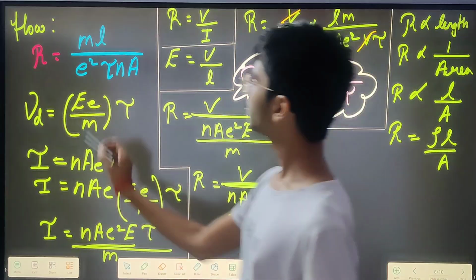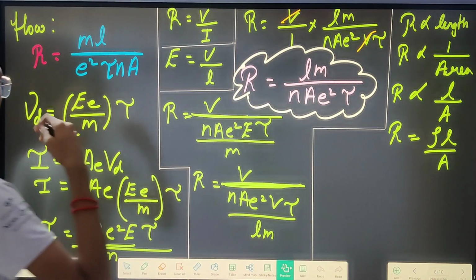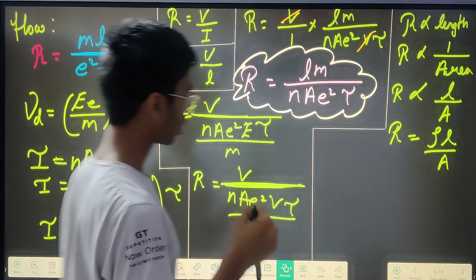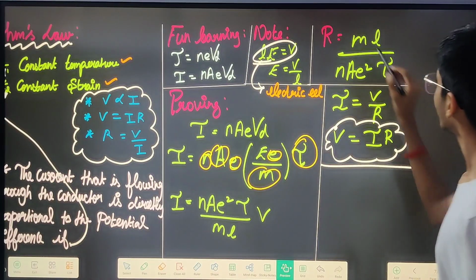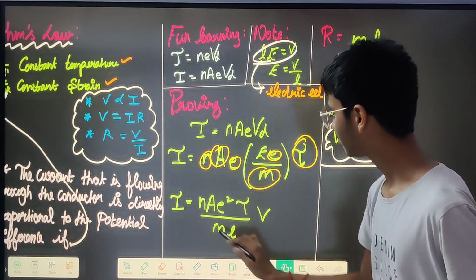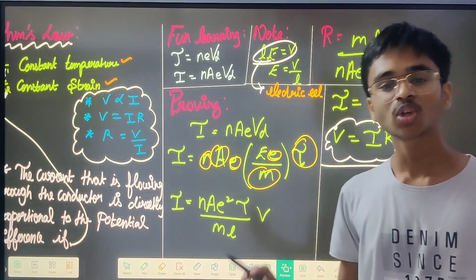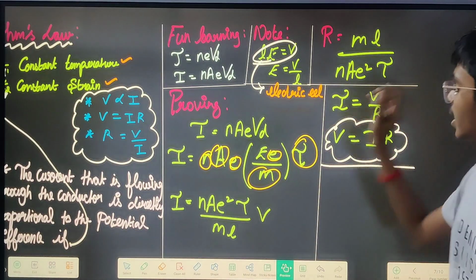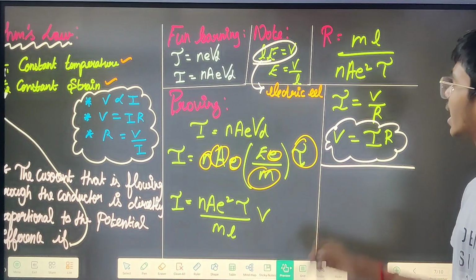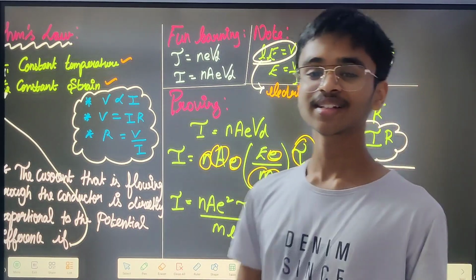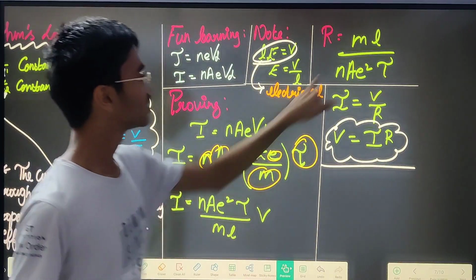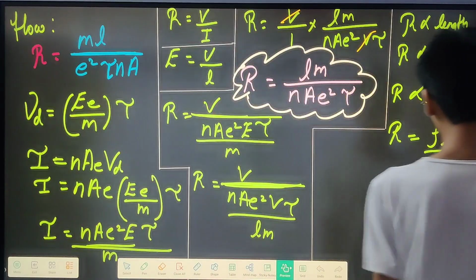How? See, here actually it is not equal. R is equal to 1 by R, it is equal to 1 by R. Only ML whole divided by N A E square tau is equal to R. This is equal to actually conductance, not resistance. Here it is equal to resistance. Okay.